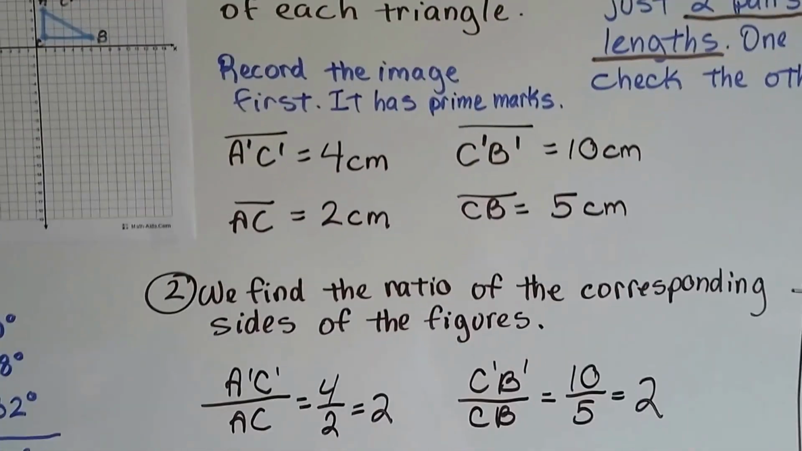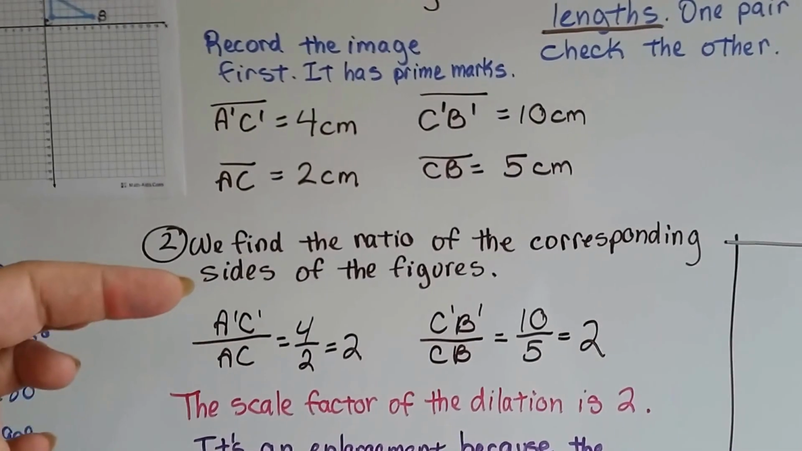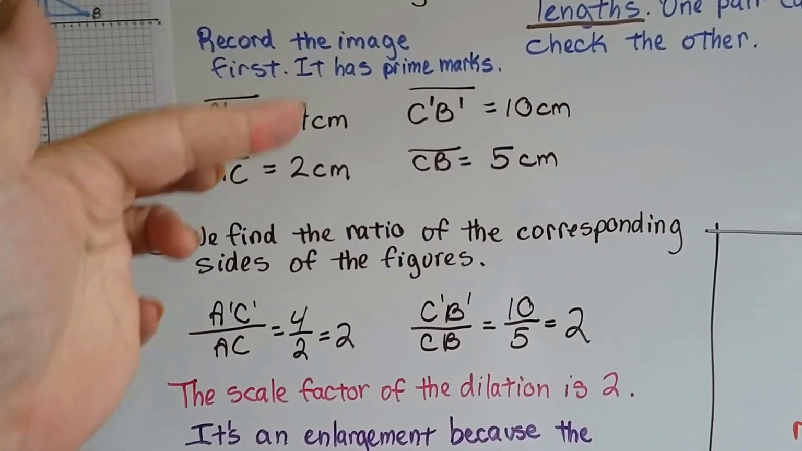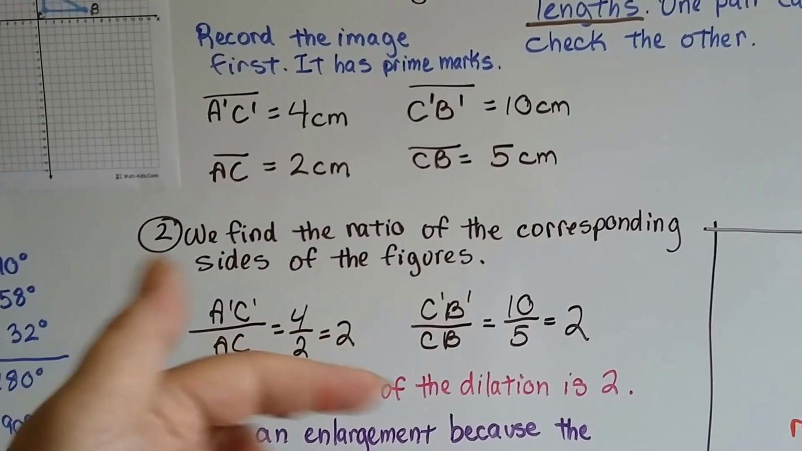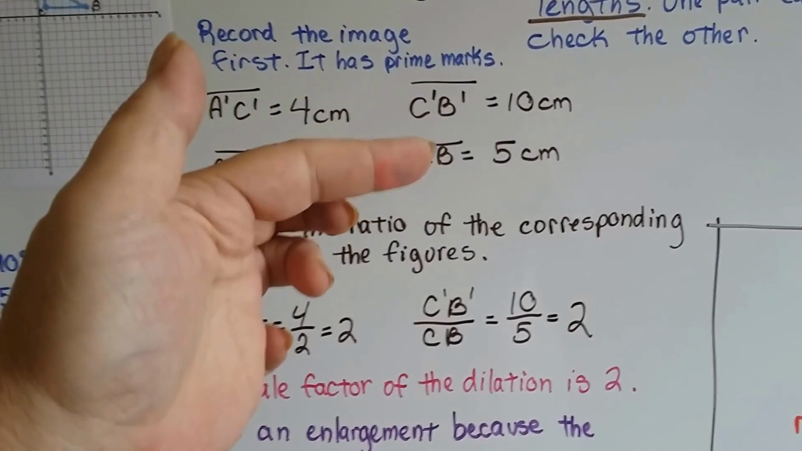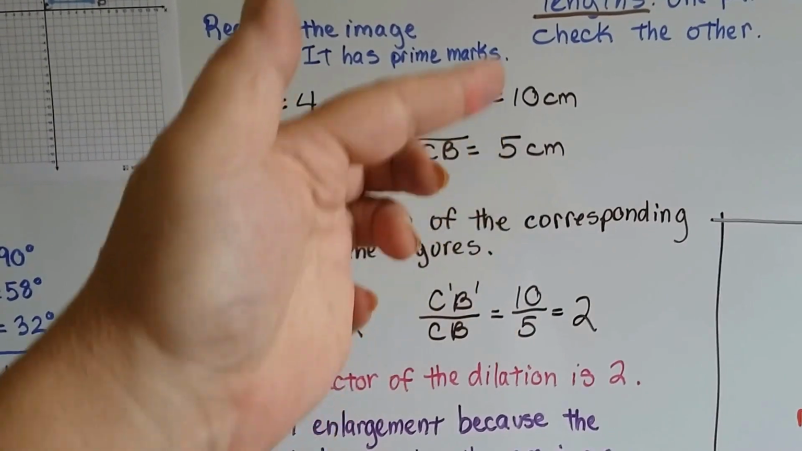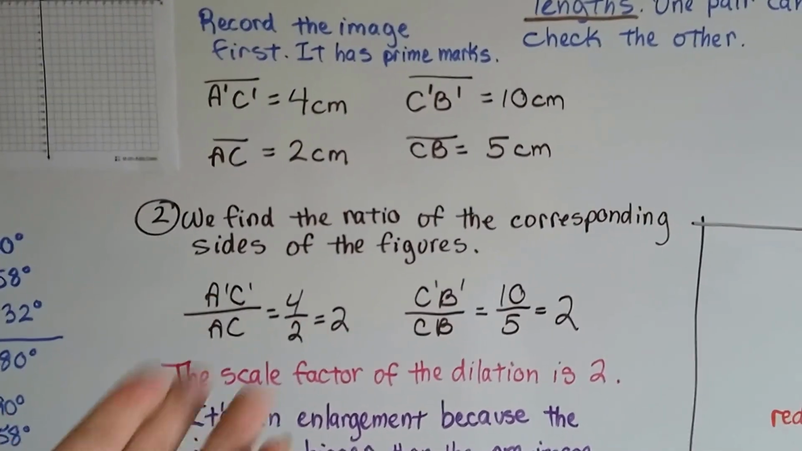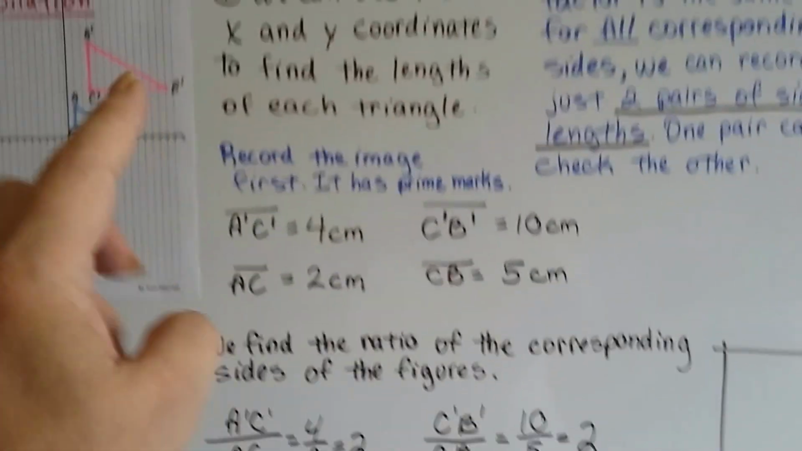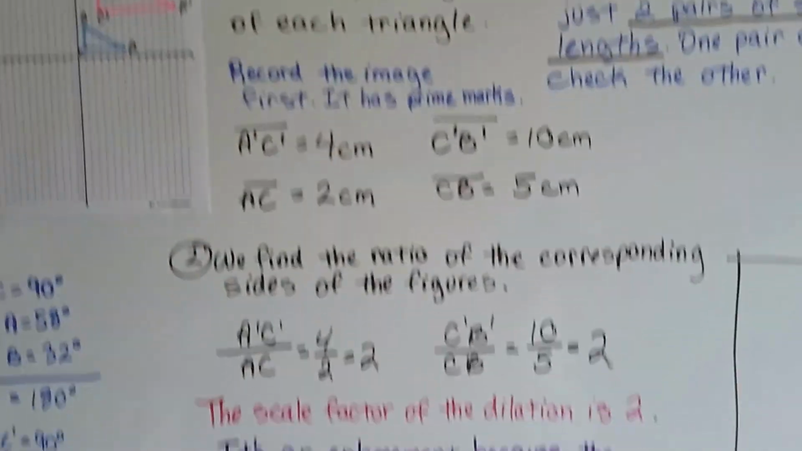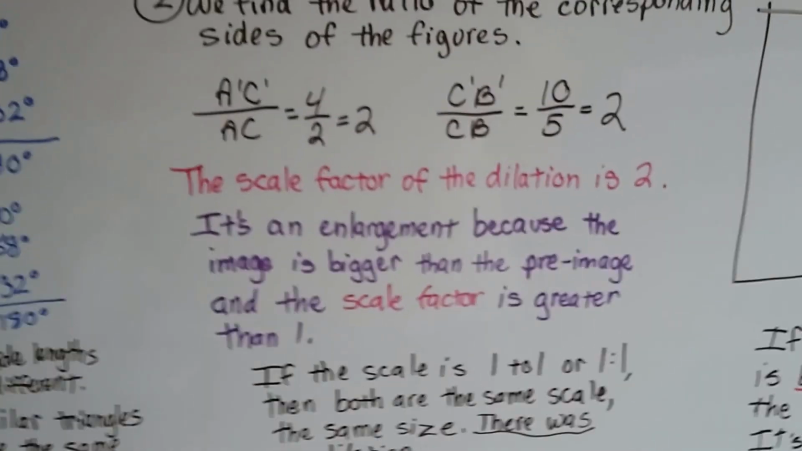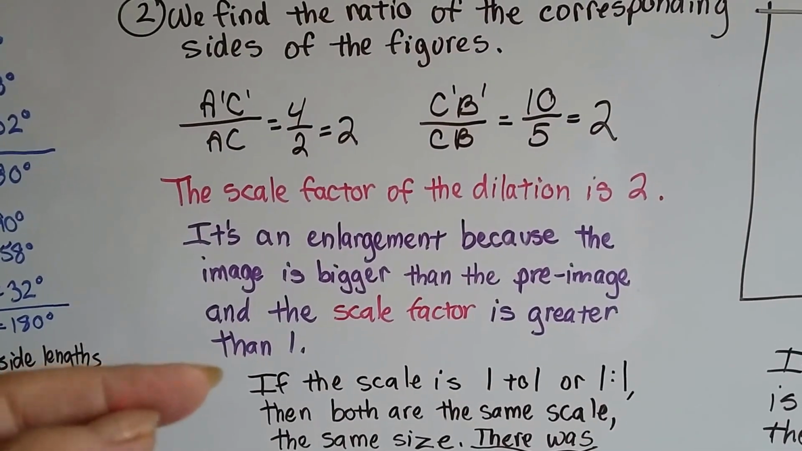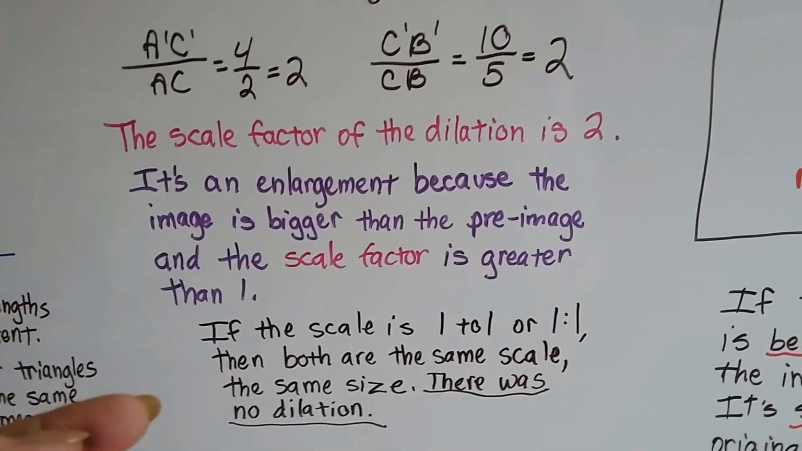We find the ratio of the corresponding sides of the figures. We put A prime C prime over AC, and we get 4 over 2, which is 2. And we put C prime B prime over CB, and we get 10 over 5. That equals 2. And the scale factor for the dilation is 2. They're both 2, so we know the hypotenuse would end up being 2 also. It's an enlargement because the image is bigger than the pre-image, and the scale factor is greater than 1.